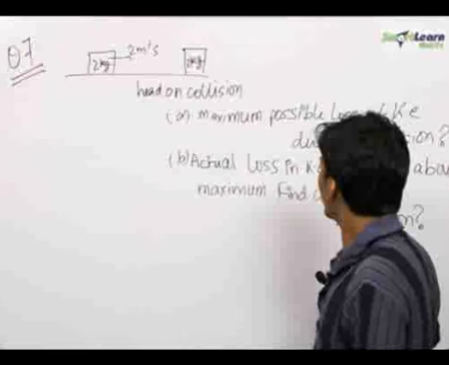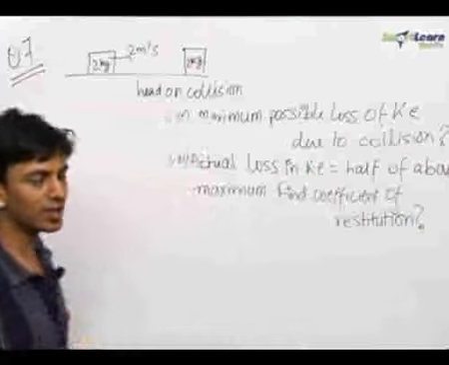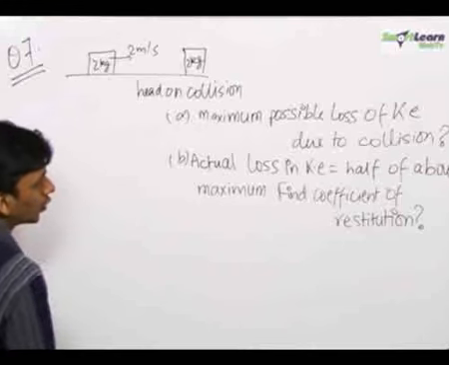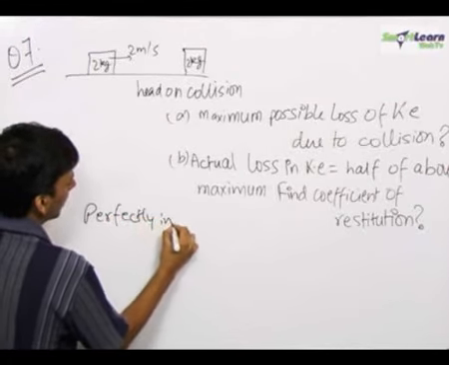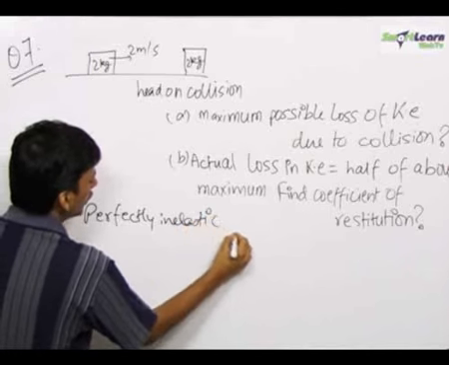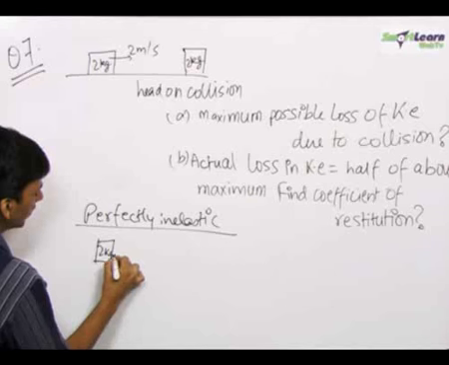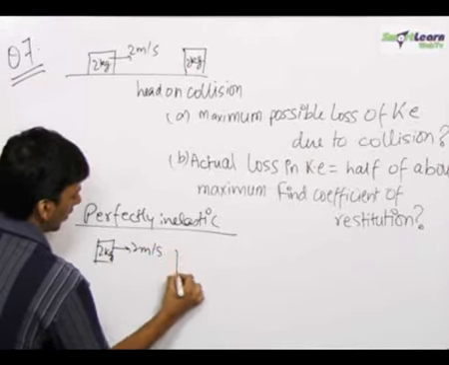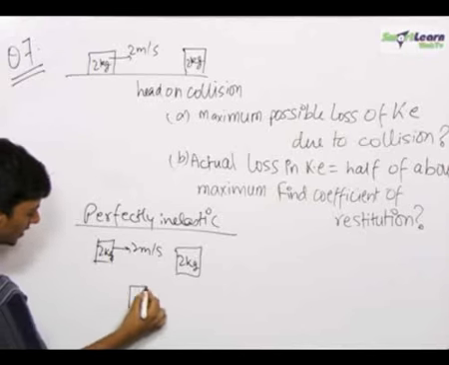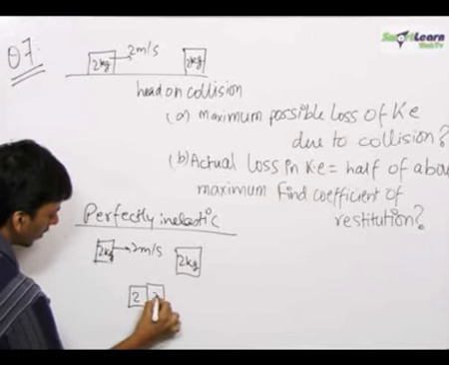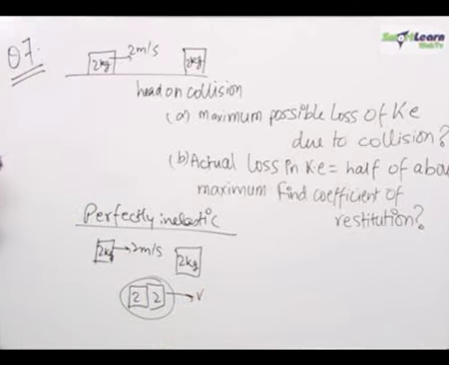So for the first part, when we need to find out maximum possible loss of kinetic energy in the collision, we'll take the case of perfectly inelastic collision. For perfectly inelastic collision, we know that the two objects after collision stick to each other. This was the initial state. The final state becomes both these 2 kg objects move together with velocity v.